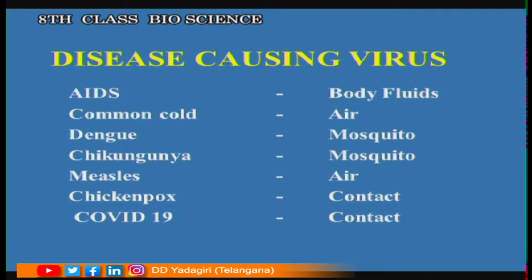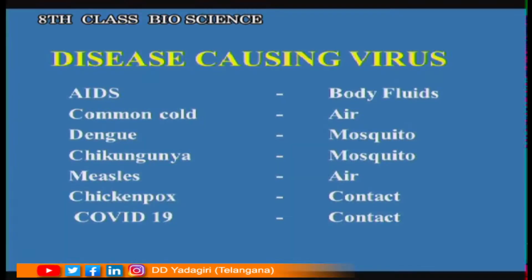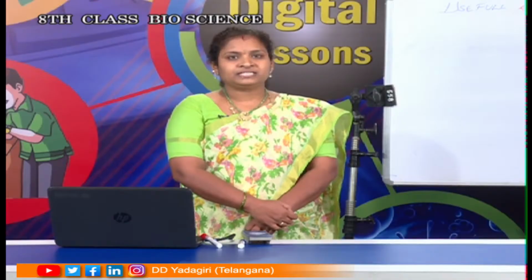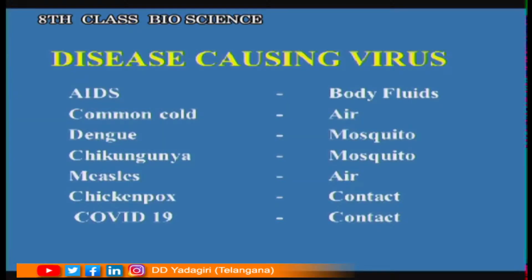This mosquito, when it bites a patient and again when it bites a healthy person, the disease causing virus enters into the healthy person. So, mosquito is acting as a carrier. It is also called a vector. Female Aedes mosquito causes dengue. Now, chikungunya is also a disease which is caused by virus. It also spreads through a vector called mosquito.